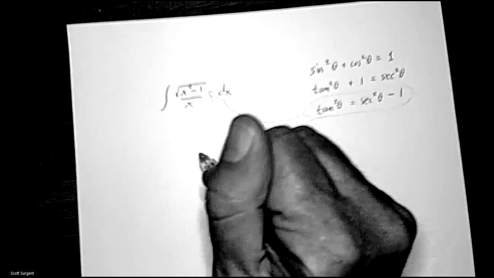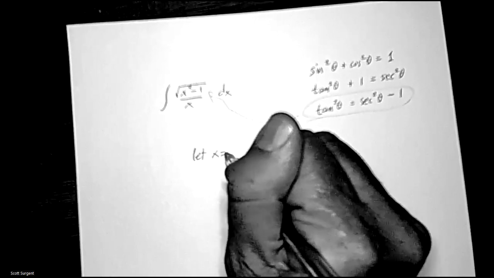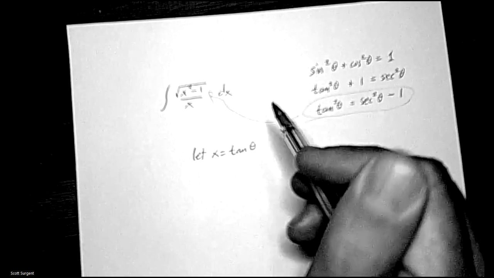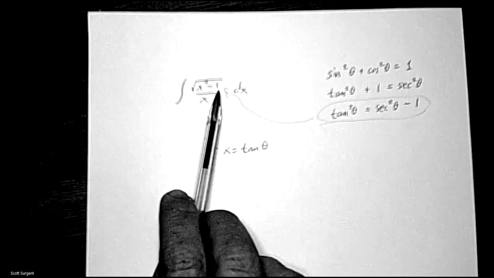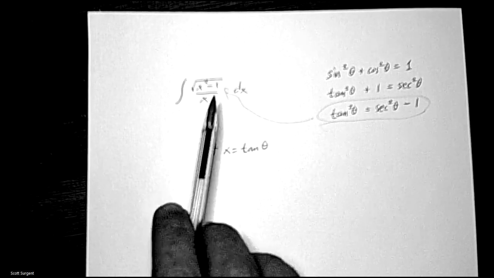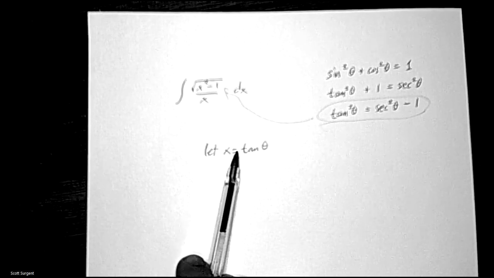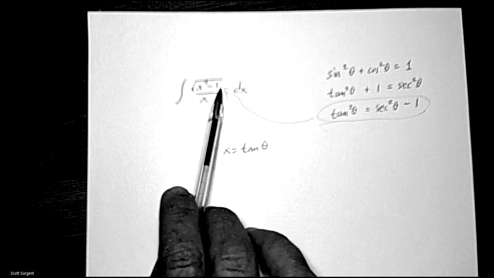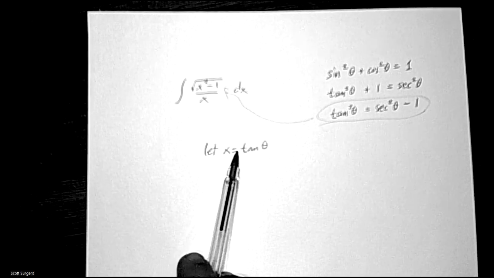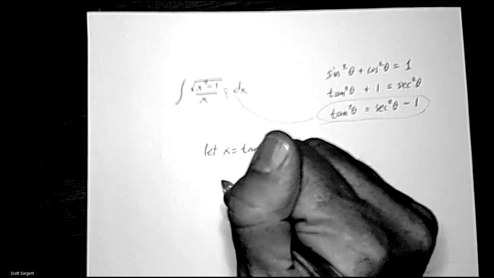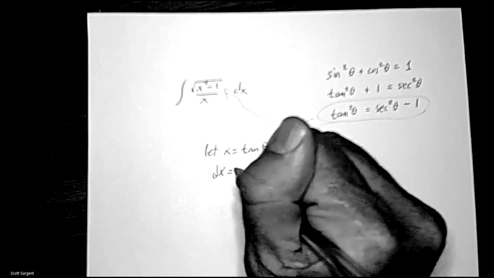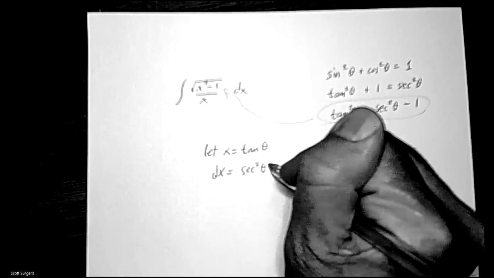I'm going to let x be tan theta. You get a little lucky here because that's a 1, so this will work. If this was, say, a 4, I would have to have a 2, or whatever this is. This is an a, so you have to have the square root of a there. So x is tan theta, which means dx is secant squared theta d theta.